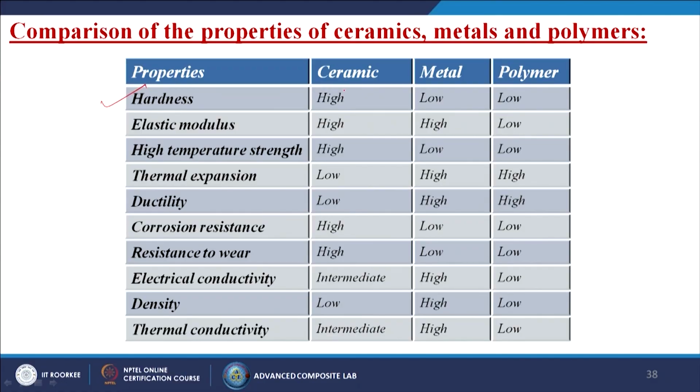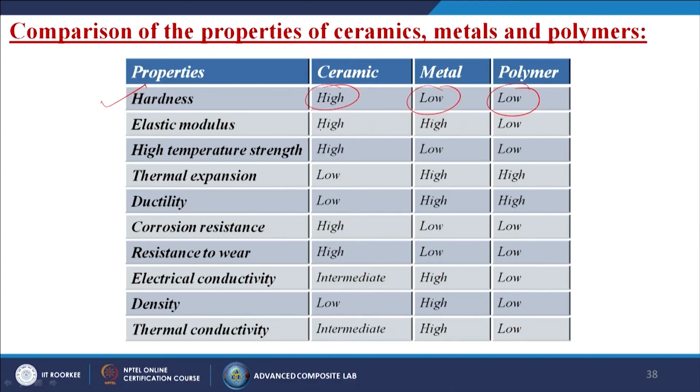Now, we are going to give a brief idea about ceramic, metal and polymer in terms of different properties. Say if we talk about hardness, ceramic has very high, metal is low and polymer is also low. Taking some major examples, like elastic modulus: for ceramic it is high, for metal it is high, but for polymer it is low. If we talk about ductility, for ceramic materials it is very low, for metal it is high and for polymer it is also high.